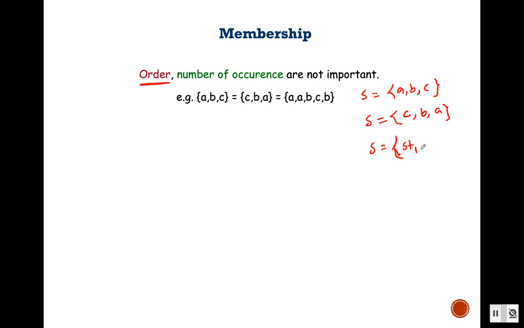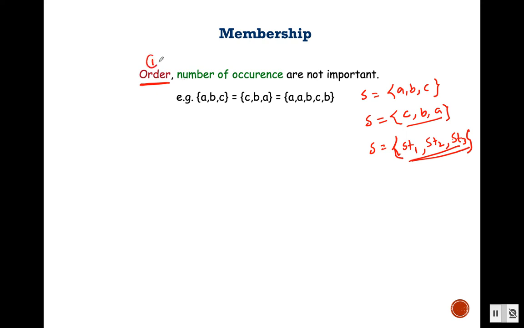So say student 1, student 2, student 3. It doesn't matter in which order I am listing them. At the end they will always be the members of the set. So the order of the elements in a set is not important. I can represent the elements in the set in any order, and they will still be the same set.